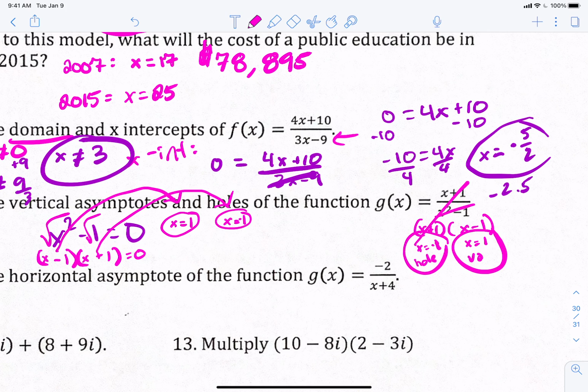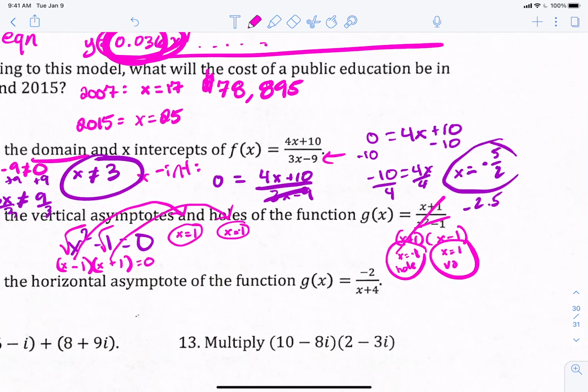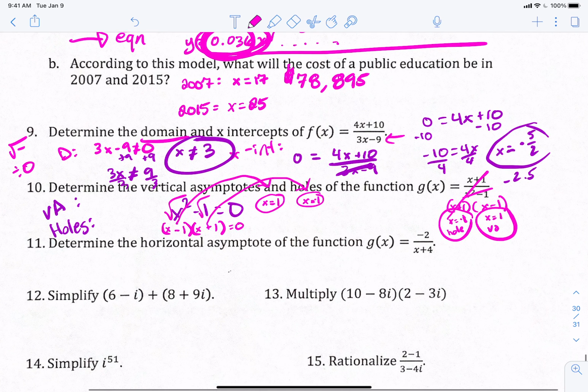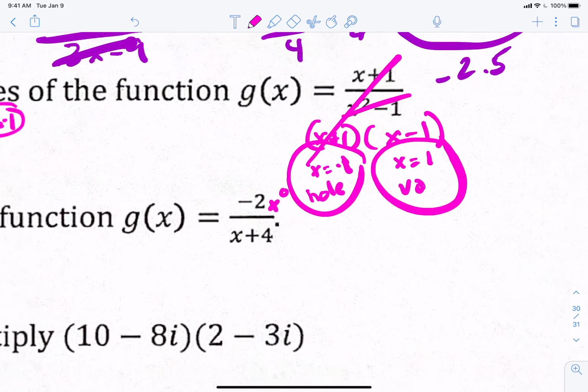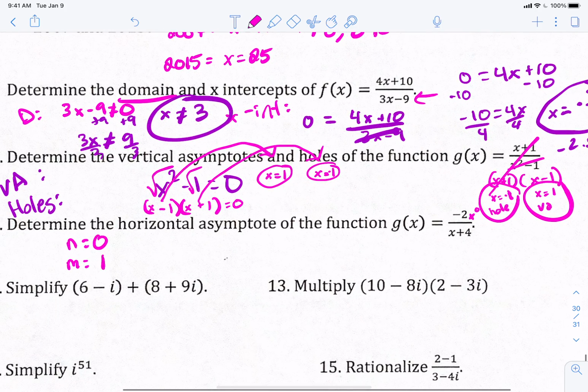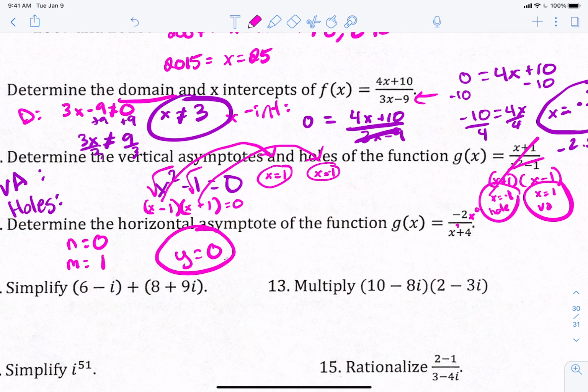Okay? Next. Okay, you got your HAs ready to go? What do you look for on a HA? The exponents. Yep, n and m. So what's n? Oh, this one's a weird one. What's n up there? 0. This is like x to the 0 power. So n is 0. What's m? 1. It's to the first power. Okay? N is 0, m is 1. So y equals 0 is the HA. I have a horizontal asymptote at y equals 0. Okay, good?